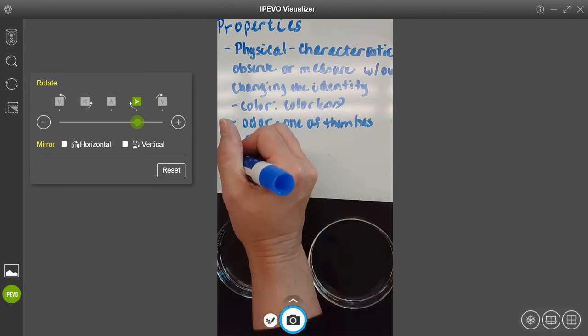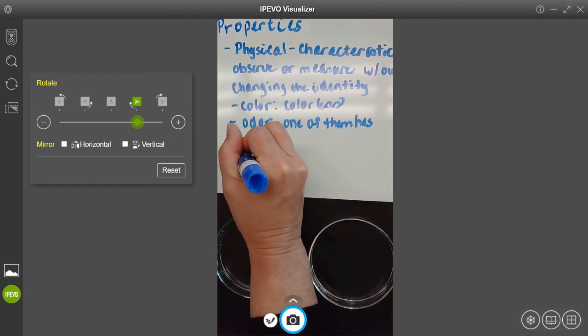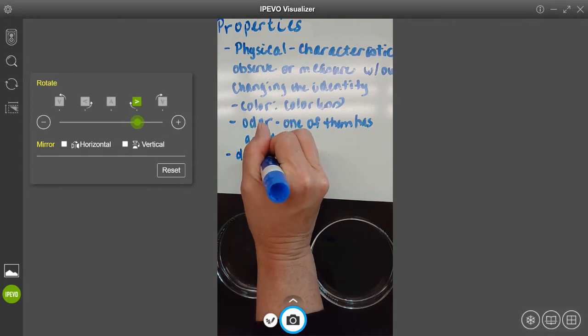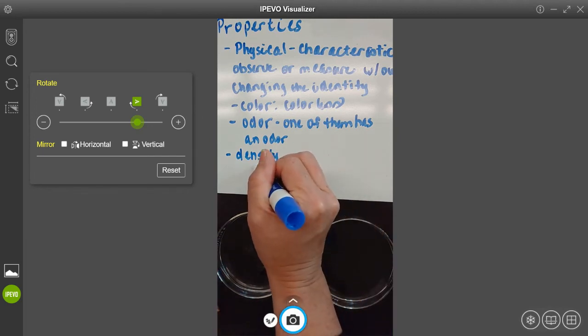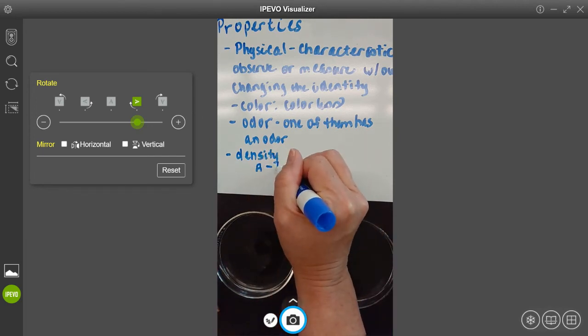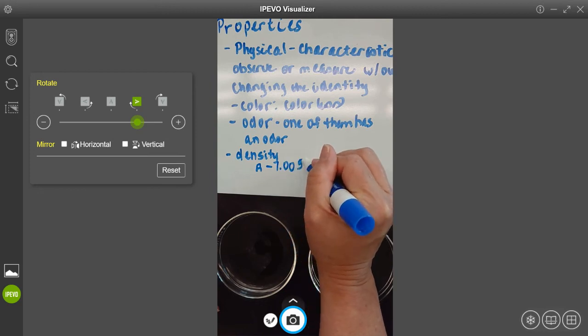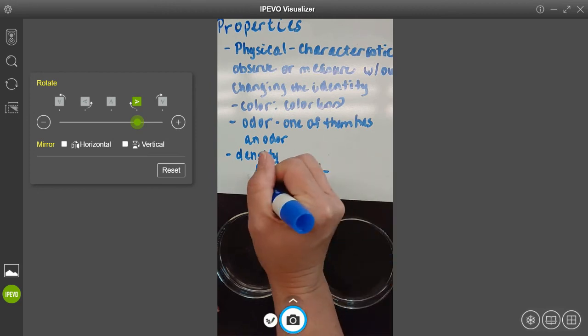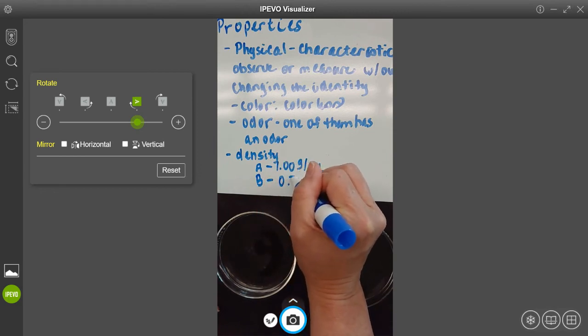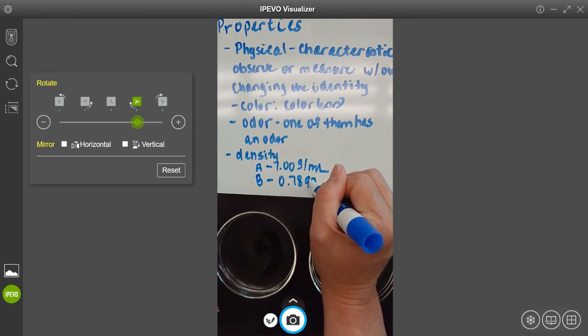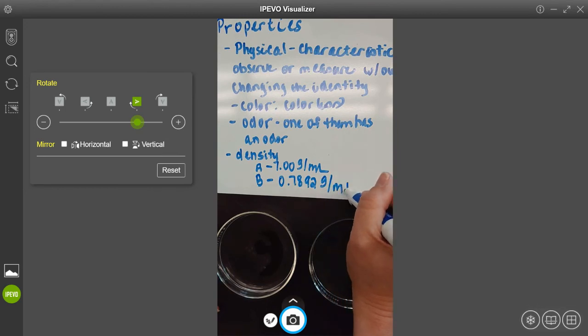And then another one that we would have talked about in the last chapter is density. So I'm going to say the substance on my left, we're going to call this substance A. This has a density of 1 gram per milliliter. And the substance that's on my right, we're going to call this B. It has a density of 0.7892 grams per milliliter. Okay.